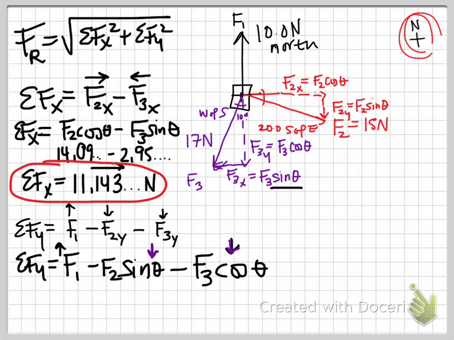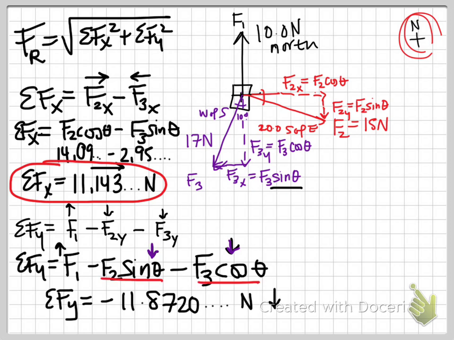So let's get some numbers. I did go ahead and just plug them all in one go. And what I get for my overall magnitude is negative 11.8720 blah, blah, blah, blah, newtons. So that's down, and that means that the value of these two numbers was greater than 10 newtons, which we probably could have expected. So how does this help me get my resultant?